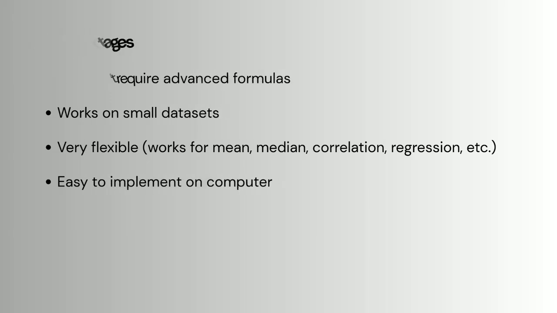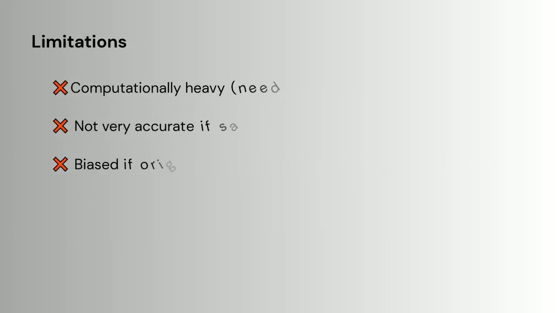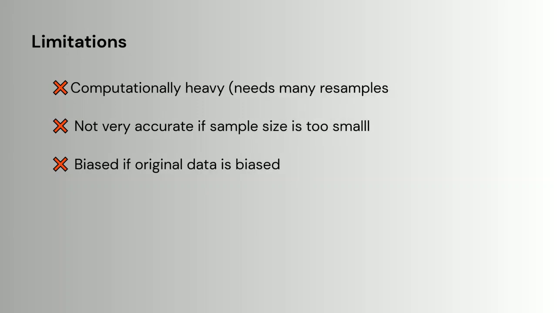Limitations of the Bootstrap. The computation cost is one of the main. It requires many resamples, which can be heavy for very large data sets. Small samples. If the data set is extremely small, resampling may not capture the true variability. Dependent data. Bootstrap assumes independent observations, so it may not work well with time series data unless modifications are made. Outliers. If the original data has extreme outliers, those will keep appearing in the resamples and may distort the results. So while Bootstrap is powerful, it is important to understand its boundaries and apply it carefully.